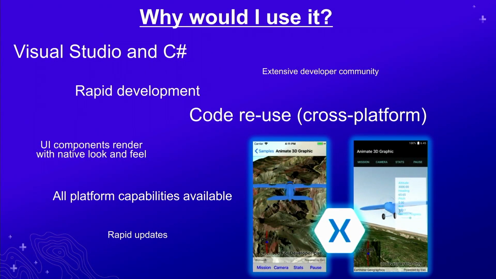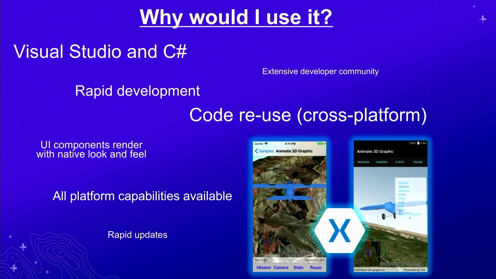One of the questions we get a lot is, why would you use Xamarin instead of developing with the native platform? So that would be Swift and Xcode for iOS, and Java or Kotlin and Android Studio for Android. The few big reasons are, it's a really fast development experience. You can get applications going quickly, especially where you can share that code and avoid duplicating effort.